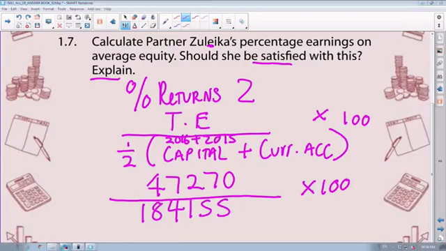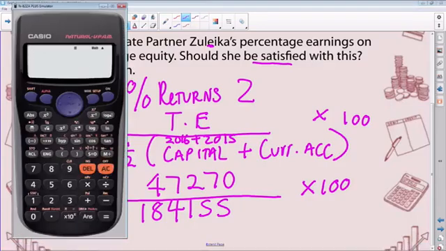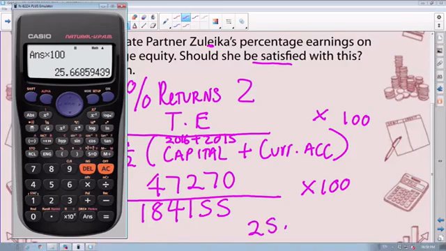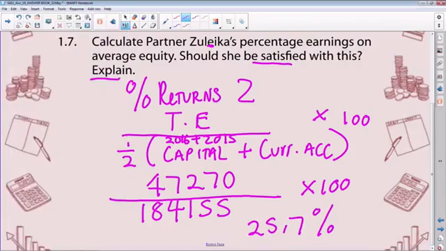Right, so let's get the calculator out one more time. Let's clear that. So total earnings 47,270, and we're now dividing this by 184,155. Okay, and that gives us, let's multiply that by 100, 25.7% if I round off to 1 decimal. So that is her return on total earnings.